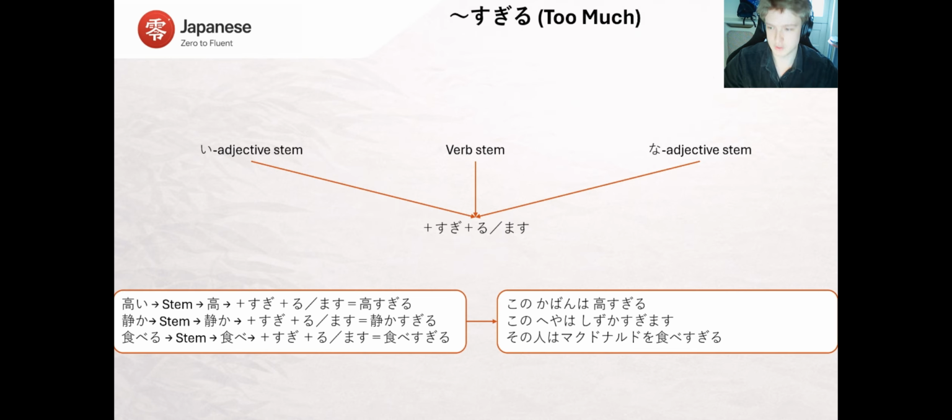For the last one, I used a verb, so 食べる, which is to eat. The stem of 食べる is 食べ. Then we're going to add sugi and ru slash mas. So here we could say 食べすぎます, 食べすぎる. You ate too much, I ate too much. So an example sentence of this would be その人はマクドナルドを食べすぎる. That person eats too much McDonald's.